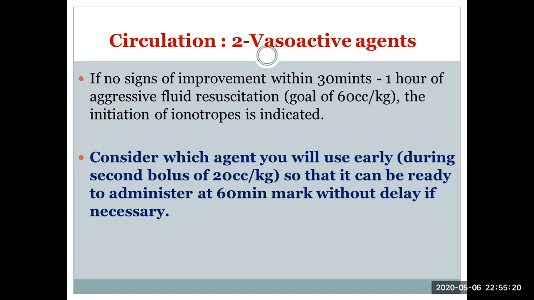We're not talking about different types of shock, because in a different type of shock, let's say cardiogenic shock, your first priority is the vasoactive agents or inotropes that improve the contractility rather than fluid. So we are talking here about septic shock. Don't confuse it with other types of shock, okay? Consider which agent you will use early, during the second bolus of normal saline, so it can be ready for administration at the 60-minute mark without delay if necessary.